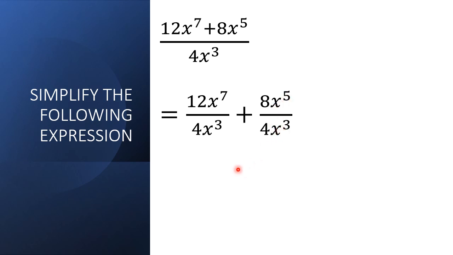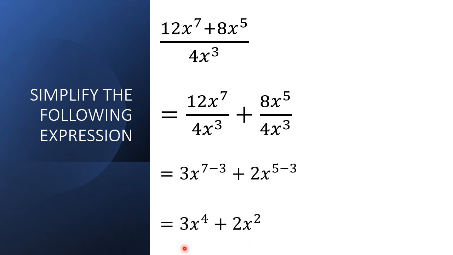You keep that base and you subtract the exponent. So 5 minus 3 will give us what? 2. So that is what we have in the next statement. And then all we need to do is to simplify the terms in the exponent. So if you simplify that, we'll have 3x to the power of 4 plus 2x squared. Can we add the remaining two terms? No, we cannot add them because the two are not like terms.